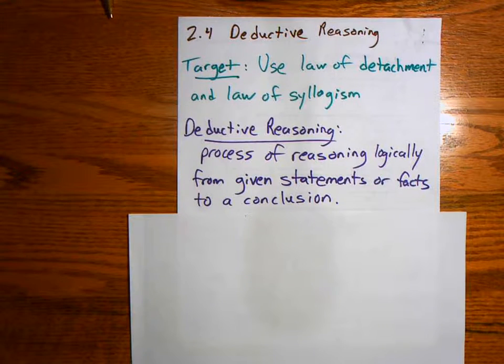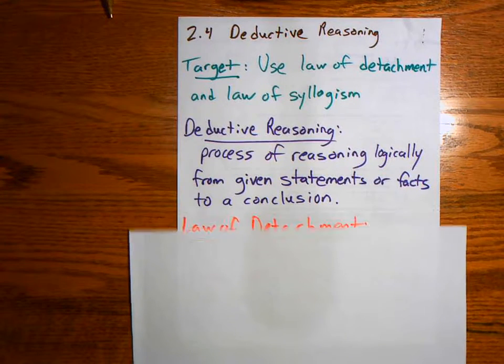The first one is deductive reasoning, which is the title of the section. Deductive reasoning is a process of reasoning logically from given statements or facts to a conclusion. So if you have a conditional statement that is an if-then, you look at your hypothesis, you reason logically to come to a true conclusion. Or maybe you start out with a false hypothesis to come to a false conclusion.